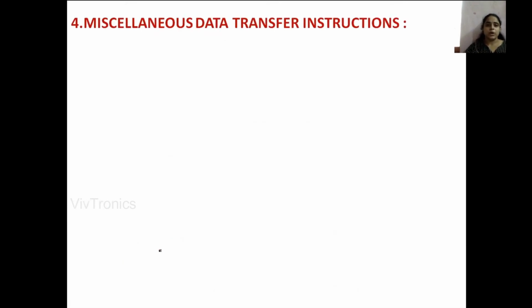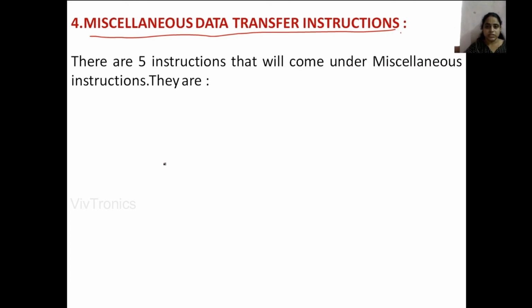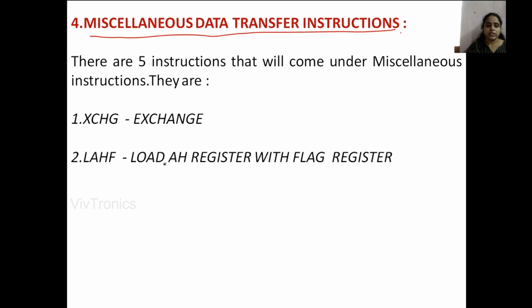Okay, so now we are going to see about miscellaneous data transfer instructions. These miscellaneous data transfer instructions, there are 5 instructions that will come under these. They are XCHG, it stands for exchange. Second one is LAHF, it stands for load AH with flag register. The name itself indicates the functionality of the instruction.